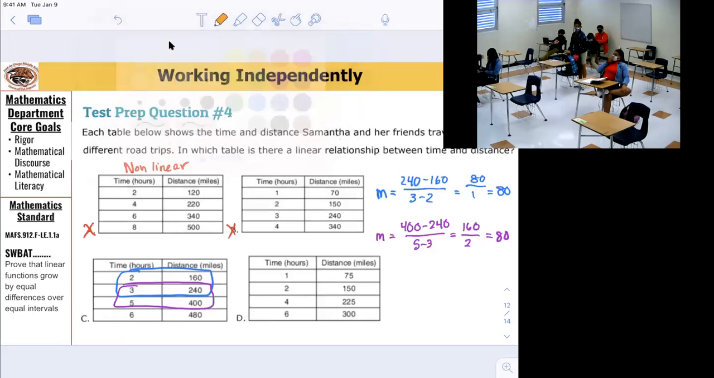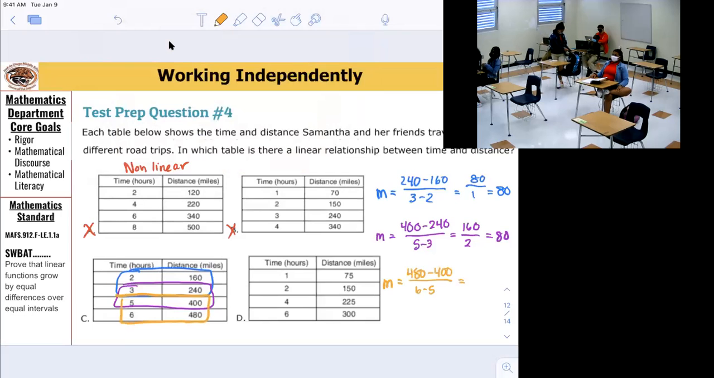And I'm going to check one last time. I have 480 minus 400 over 6 minus 5. In the numerator, what do I get? 80. 6 minus 5 gives me 1. So this turns out to be 80.